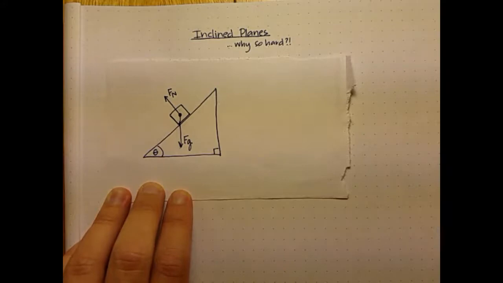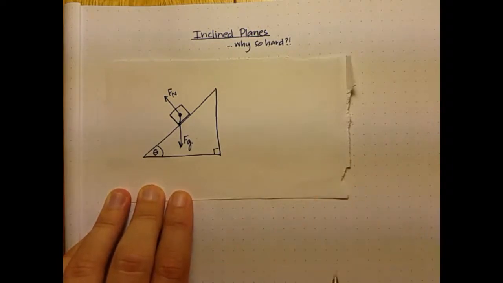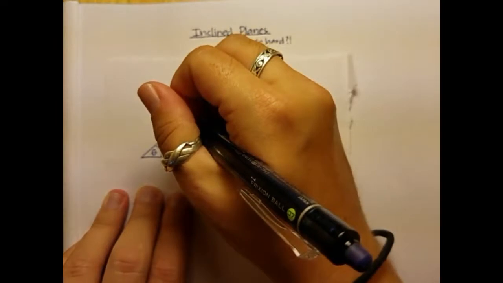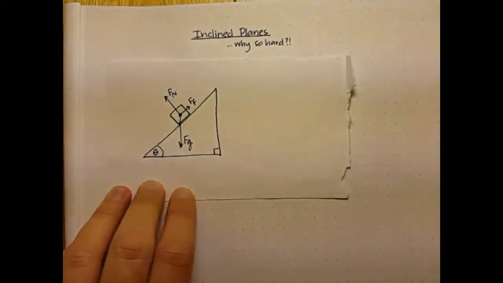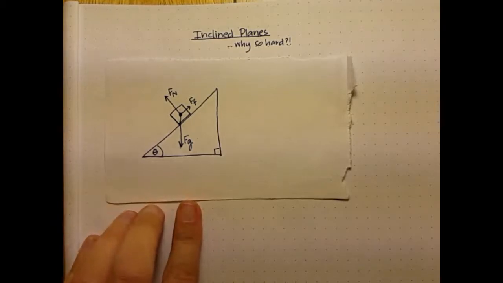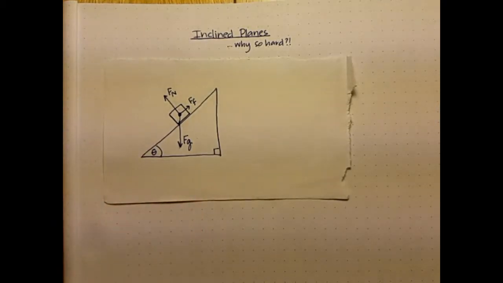And so already my free body diagram looks a little funny, and I have to imagine that there's probably a little bit of friction here. If I'm starting this object at rest and maybe it's going to slide down the ramp, then for sure friction is in this direction. And remember, friction is always parallel to the surface of the ramp.